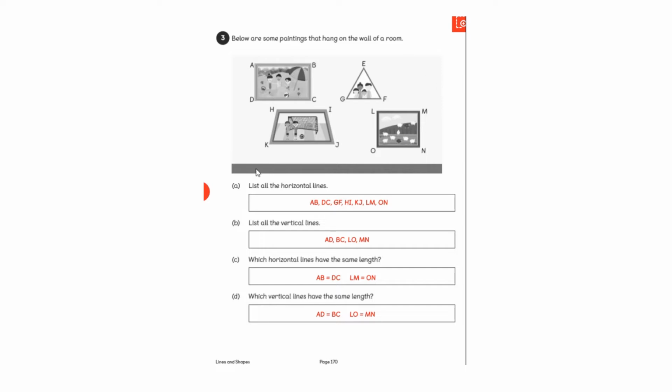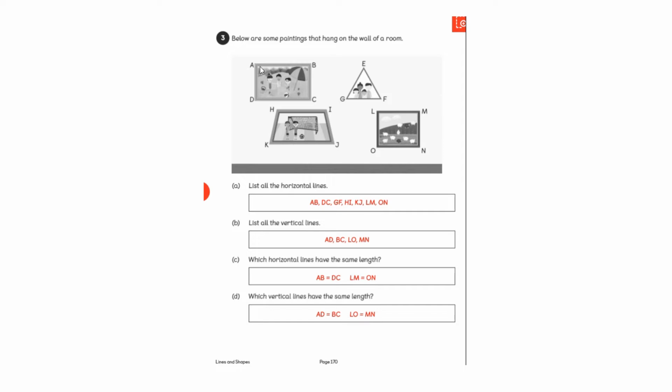After that, we were looking at these paintings here and we needed to list all the horizontal lines, all of the lines that are parallel with the floor. Then you needed to list all of the vertical lines, all of the lines which were perpendicular to the floor. After that, we were looking for horizontal lines which were the same length.